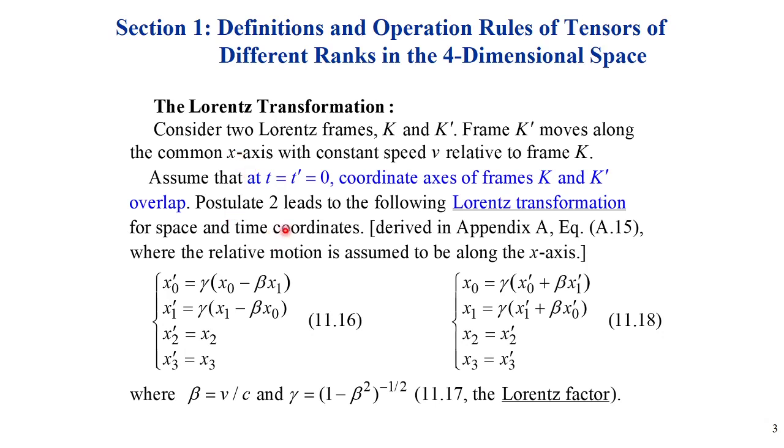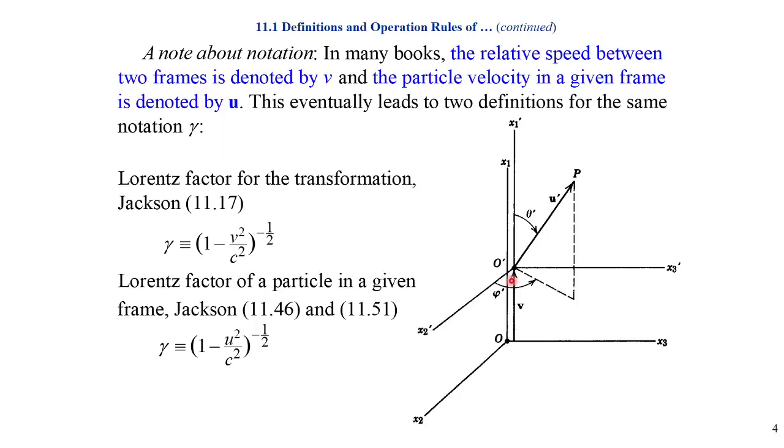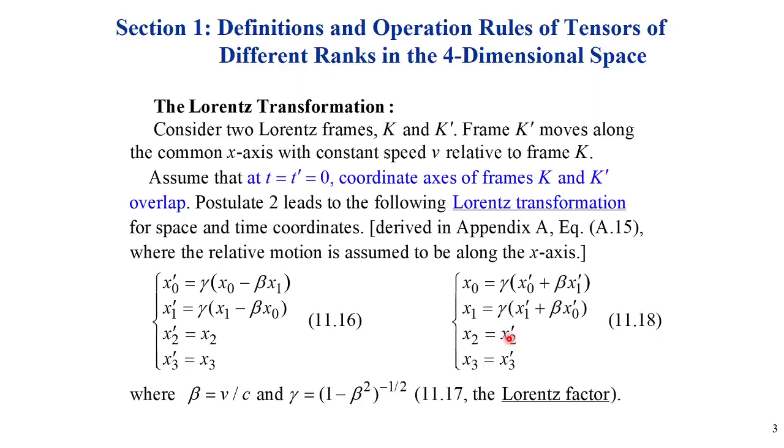We assume that at time t equals 0, t prime equals 0, the coordinate axes of frames K and K prime overlap. That is, at t and t prime equal to 0, the origins overlap. Postulate 2 leads to the following Lorentz transformations for space and time coordinates.